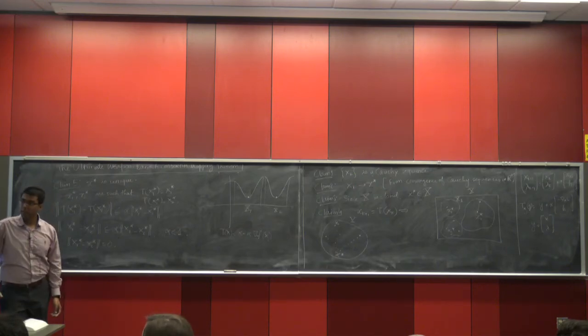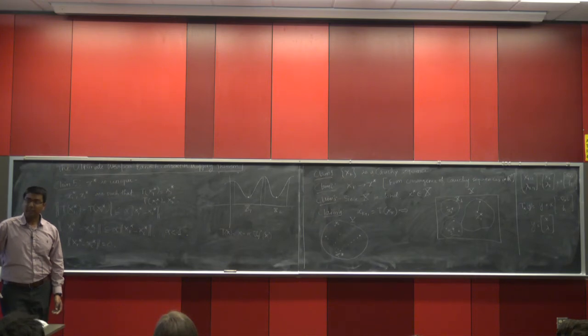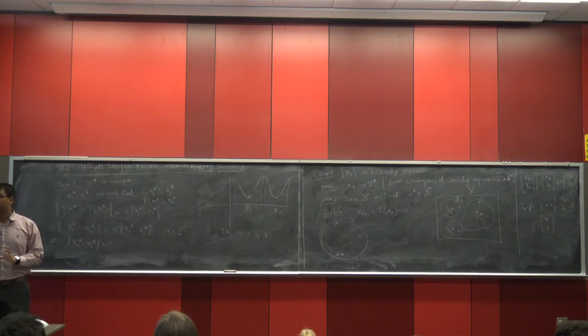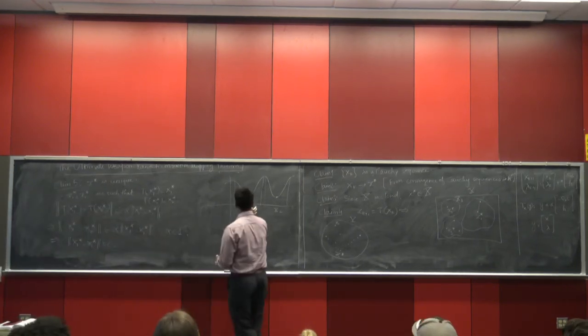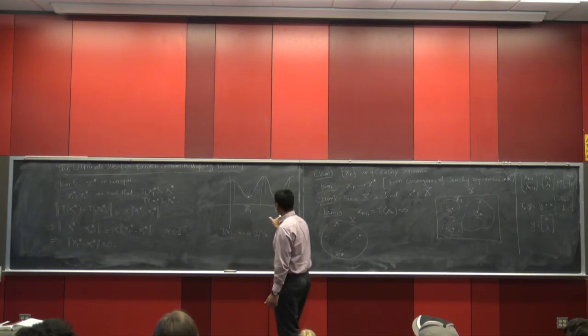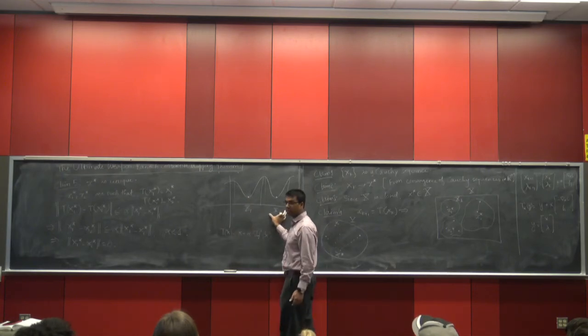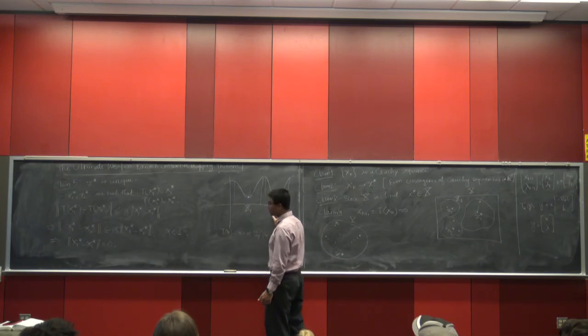Yes. Then the x star is not unique. Sorry, if your set is the union of x1 and x2, right, then you have two minima. But T will not be a contraction over the entire set. Okay. So you can only prove that T is a contraction in x1, and you can only prove that T is a contraction in x2. But you can't prove that T is a contraction in x1 union x2, even though it is a closed set.